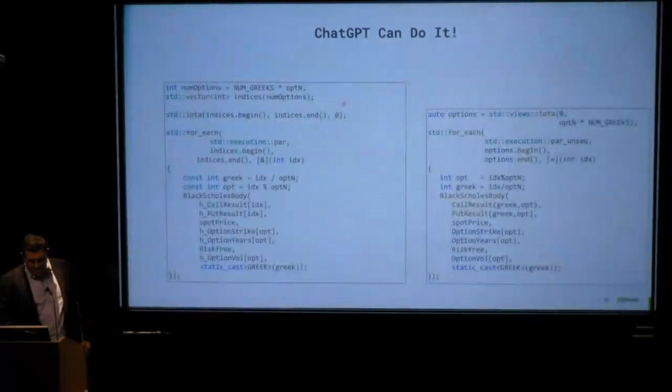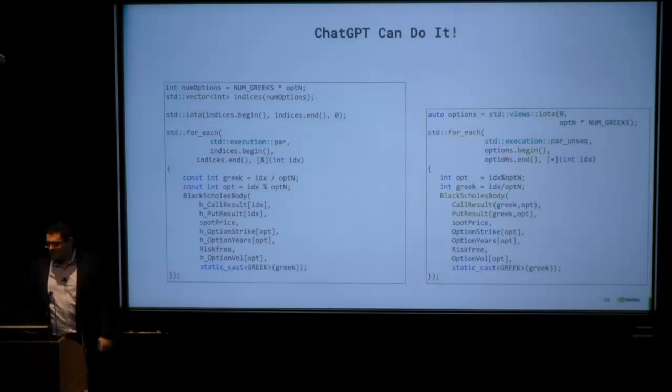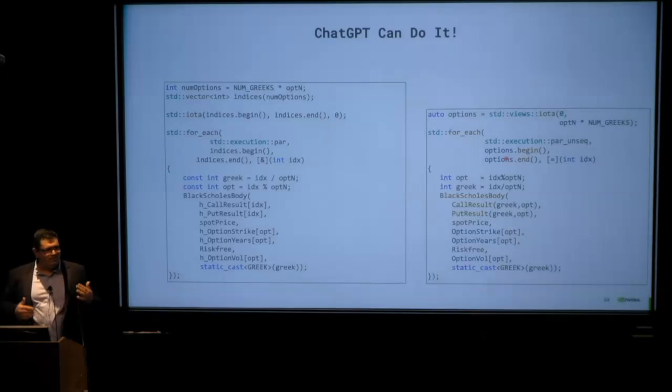Here's the actual comparison between ChatGPT and what we had. You see it captured a lot of the same ideas: you have your iotas, you have your for_each with standard execution par, and they even did the indexing correctly and maintained the Black-Scholes body. I'm just offering that as another additional technique for you to try, and maybe it can help with some of the boilerplate code that you have.